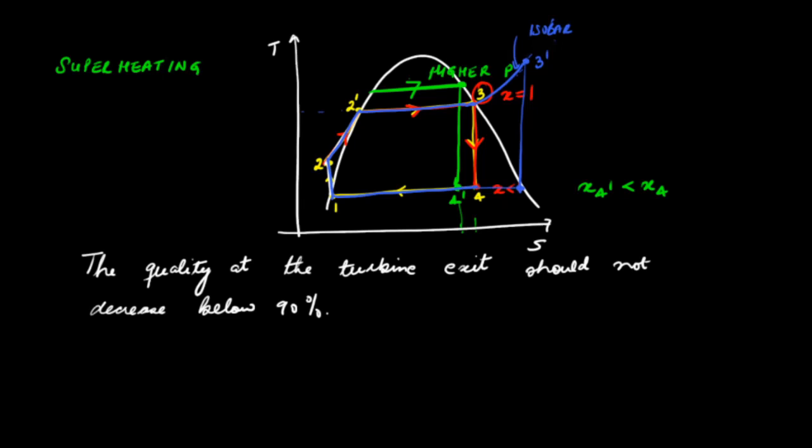So this cycle shown in the blue color is called the Rankine cycle with superheating. Clearly now, due to superheating, the heat is being absorbed at higher average temperature compared with the basic Rankine cycle. Therefore, the efficiency of the Rankine cycle with superheating is higher than that of the Rankine cycle without superheating, that is the basic Rankine cycle. And another advantage is that superheating results in improved quality at the exit of the turbine.